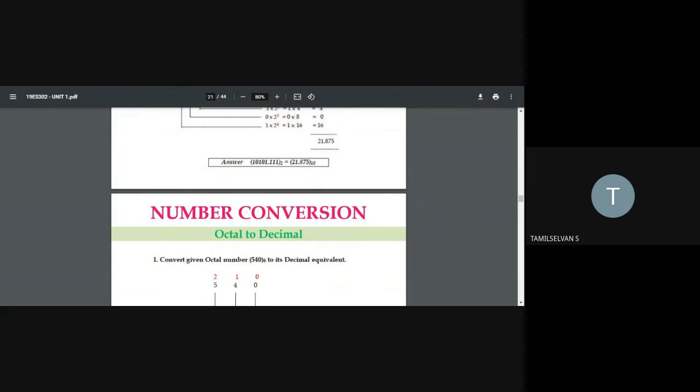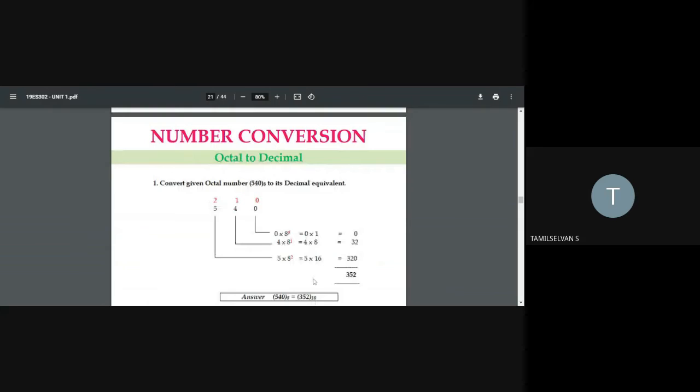Other number conversion, that is octal to decimal value. So we have already known that the base number for octal number is 8. So I can take this octal to decimal number conversion by the multiplication of 8. Consider this example number 1. In this example, there is an octal number 540.